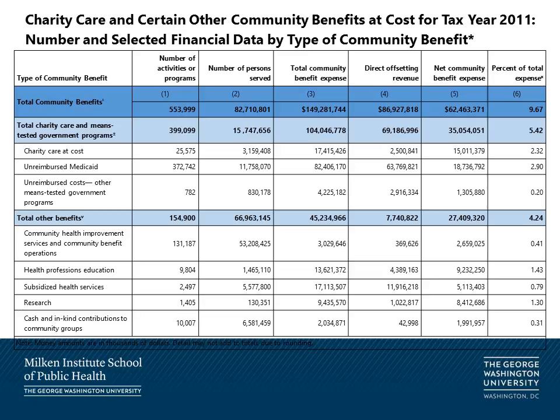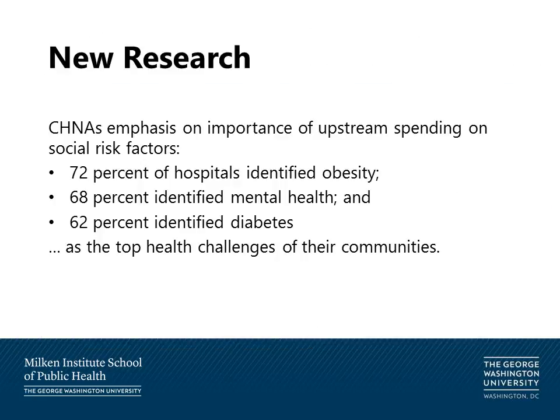We have the title called New Research, but what we really did was just go back and look at the community health needs assessments that had been conducted and posted by the hospitals, and realize that as hospitals were looking at what the needs are in the community, you see that 72% of hospitals are identifying obesity, 68% identified mental health. Not surprising at all, right? 62% identified diabetes as the top health challenges in their communities. The very kinds of health issues that really lend themselves to thinking about addressing social determinants of health to get to these high rates of health challenges that communities are seeing.